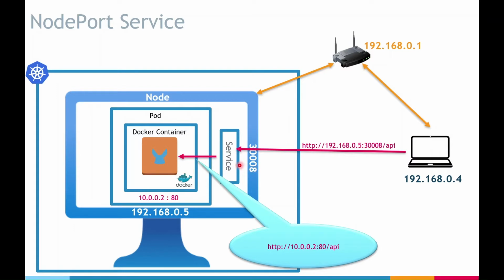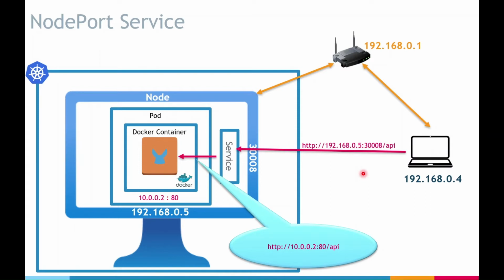And then the node port service will realize, okay, there is a mapping. I need to forward this traffic to the pod with IP address 10.0.0.2 on port 80, and that is how it works. So this is what you can see: 192.168.0.5 with 30,008 gets converted to 10.0.0.2 colon 80. So this is how the port forwarding works.